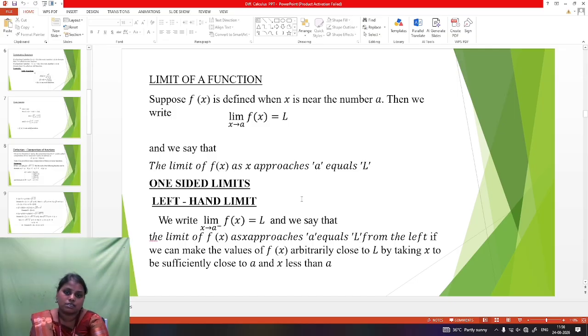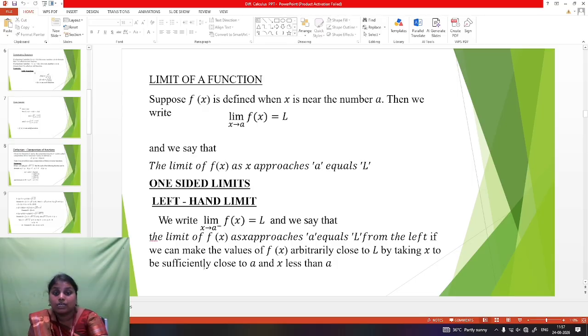The next topic, the second topic, is limit of a function. The first topic was functions, symmetric functions and composite functions. Suppose f of x is defined when x is near the number a, then we write limit as x tends to a of f of x equals L.